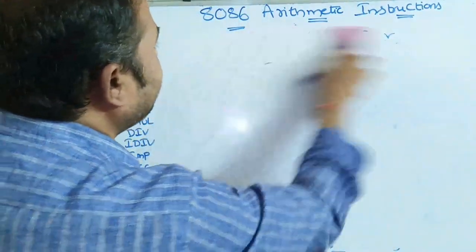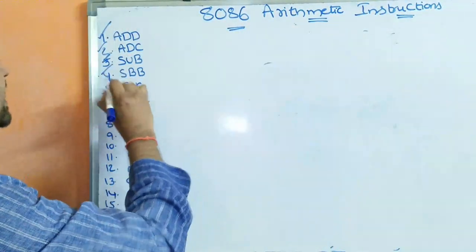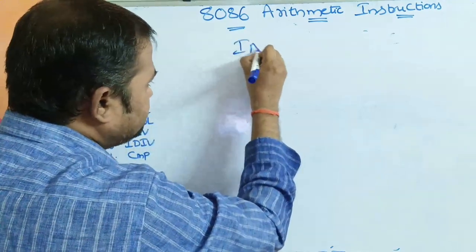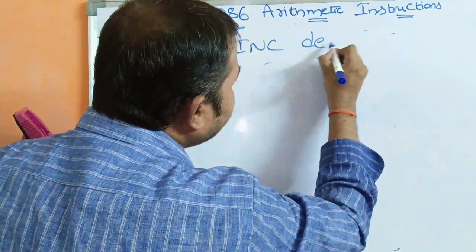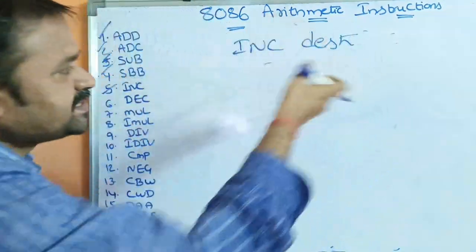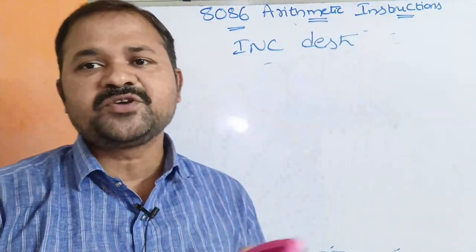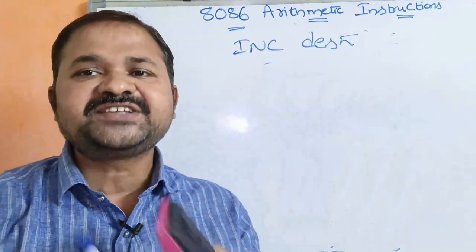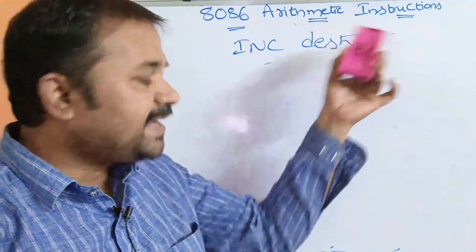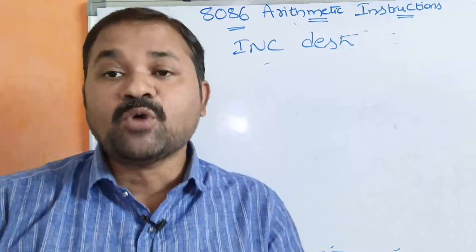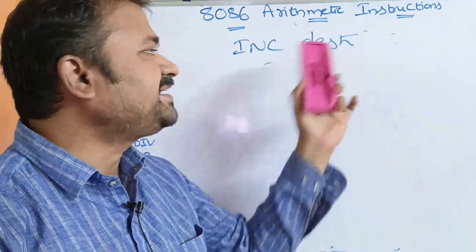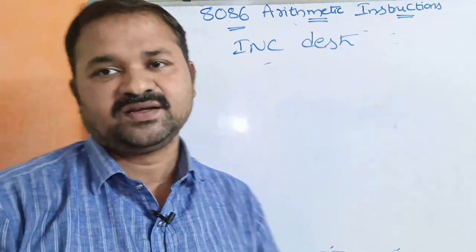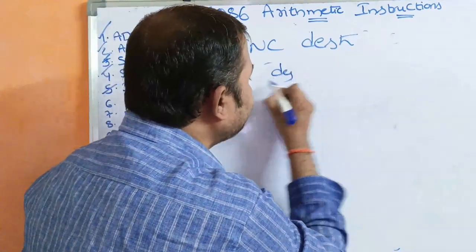Now let us see the next instructions, that is INC and DEC. INC stands for incrementation. INC syntax is INC space destination. Only one argument is enough. Here the destination can be either a register or memory location. INC simply increments the contents of the destination by 1.